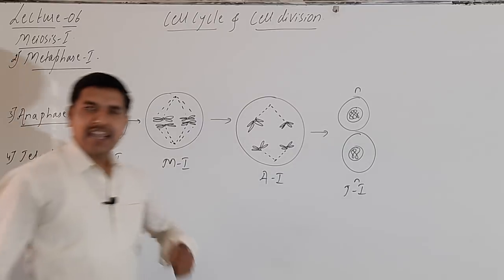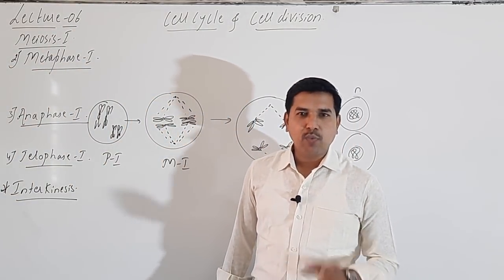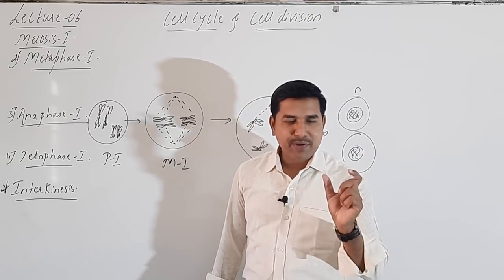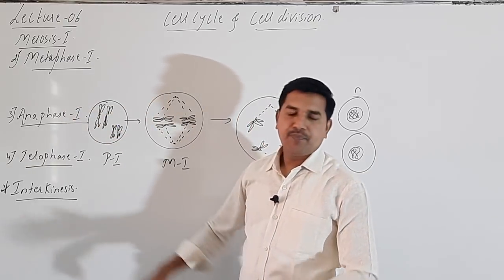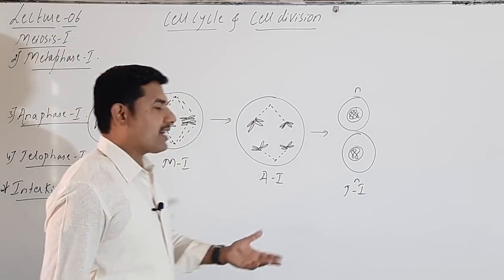What is intrakinesis? It is an objective question. Intrakinesis is a phase where there is a gap between two meiosis. The gap between two meiosis, meiosis 1 and meiosis 2, is called intrakinesis. Write the definition. The gap between two meiosis is called intrakinesis.